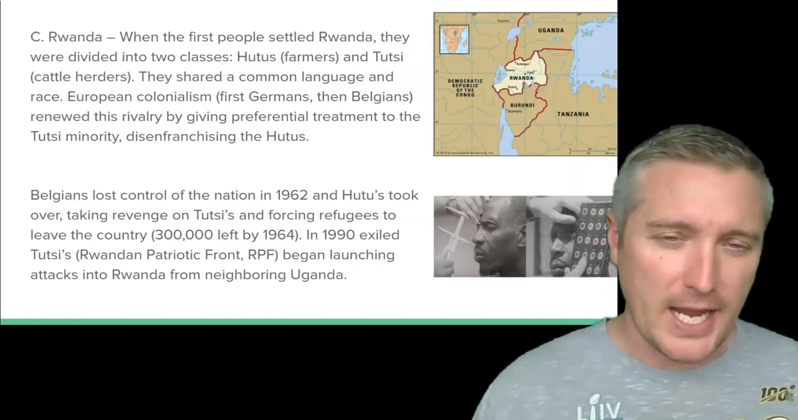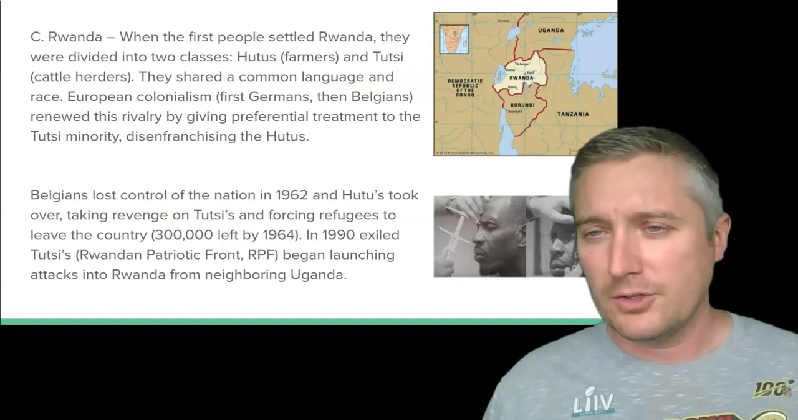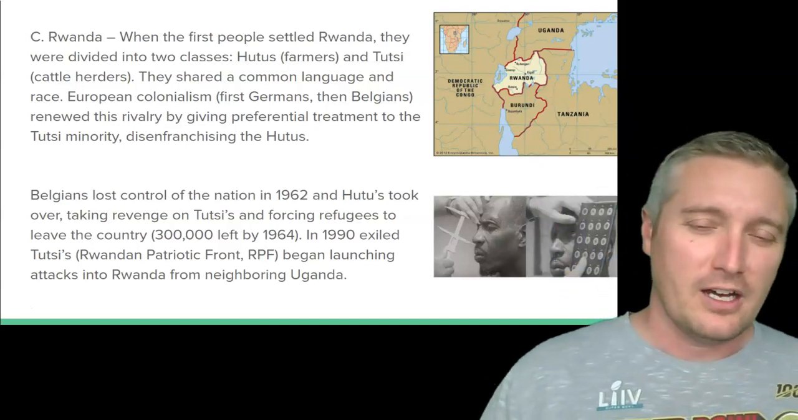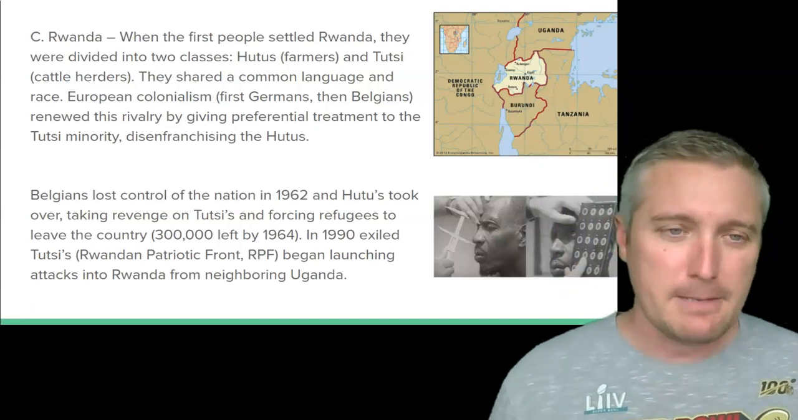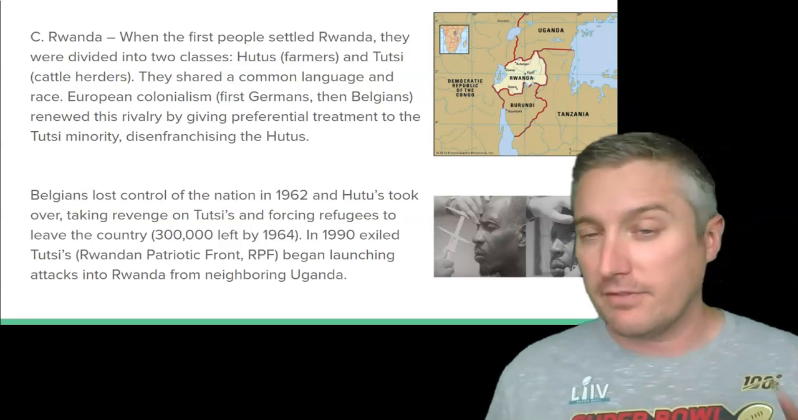There were these two ancient terms of Hutus and Tutsis, which you can see there, referred to the Hutus as farmers, the Tutsis as cattle herders. But for the most part, they were the same people. They shared a common language, common race. But the Belgians came in and divided them.